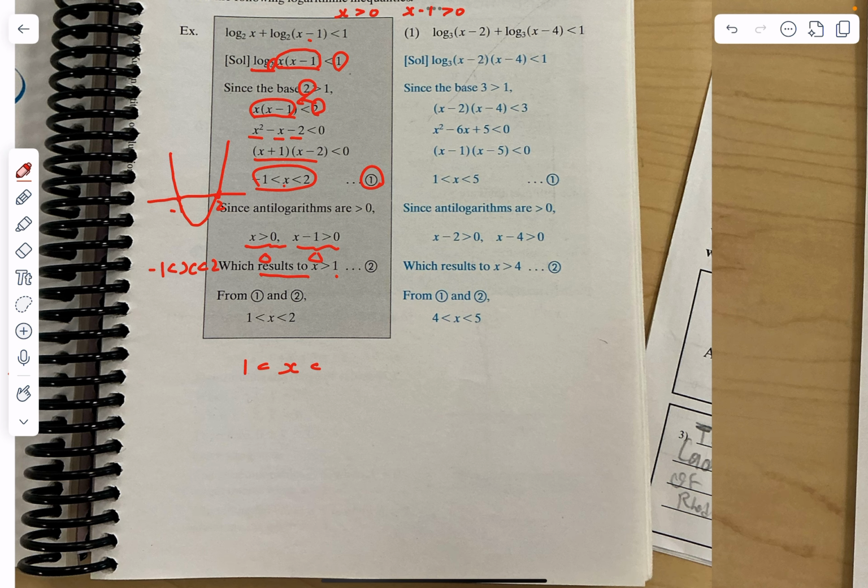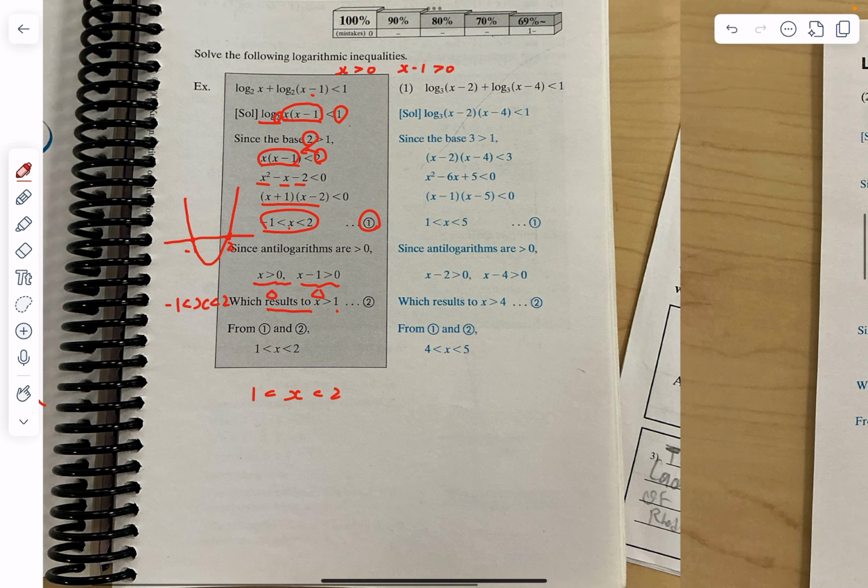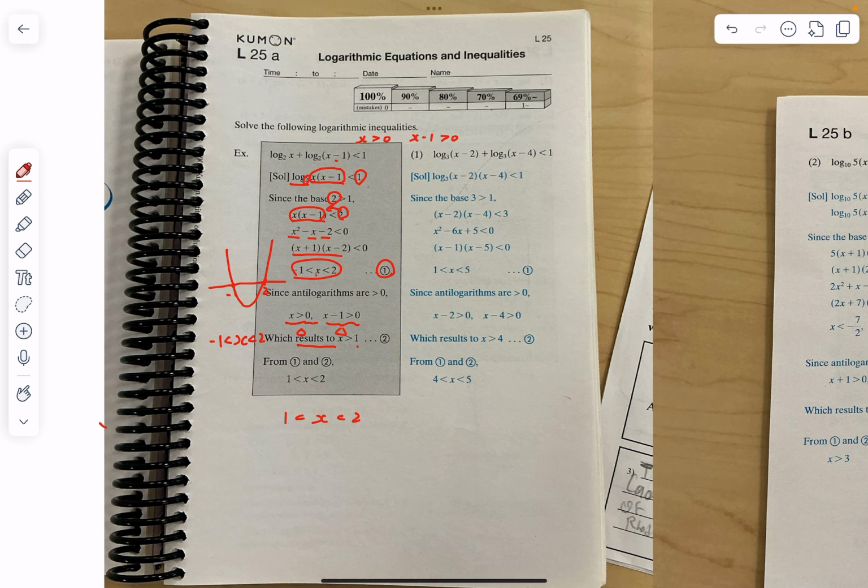So that concludes this video, and the example that we talked about in page 25A.